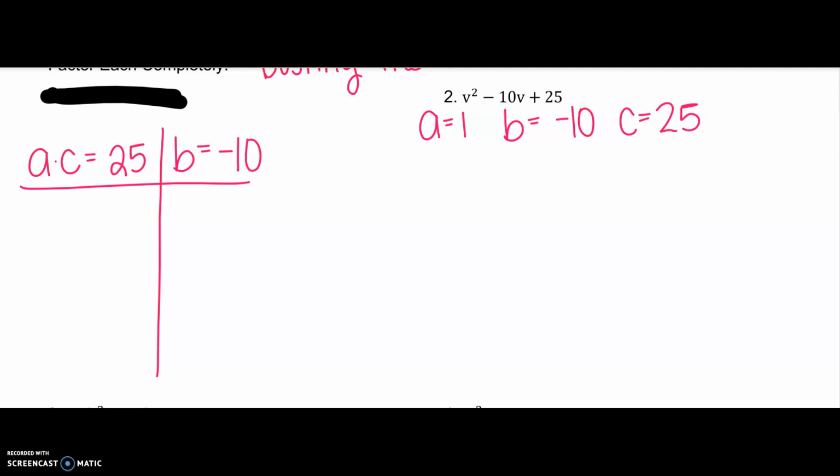Now I need to list all the factor pairs of 25. Our first factor pair is 1 and 25. And then I have 5 and 5. The goal of this table was to find a factor pair that adds to B, negative 10, so that we can bust the B. Right now, if I add 1 and 25, I get 26. And if I add 5 and 5, I get 10. Positive 10, not negative 10.